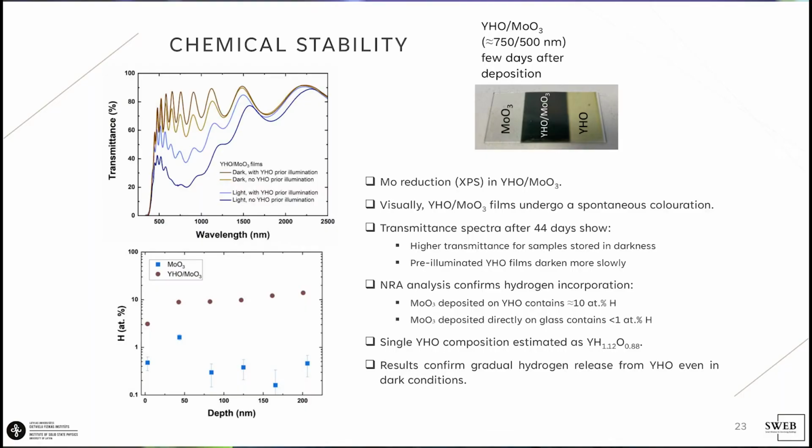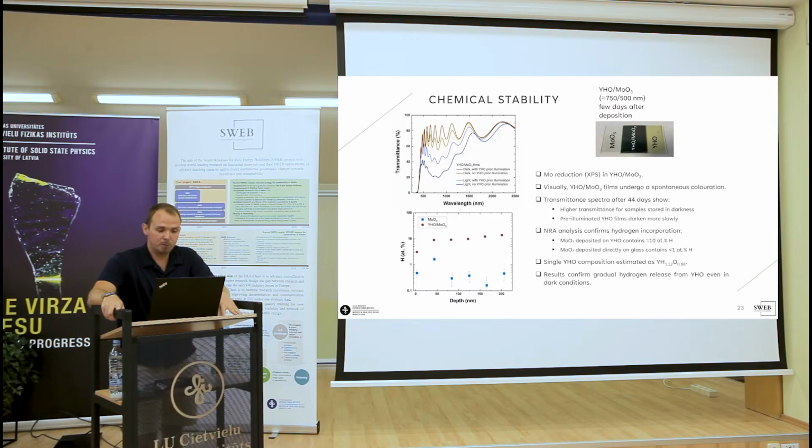And then we also did nuclear reaction analysis, a technique that can detect hydrogen, and we measured the hydrogen concentration for this bilayer structure which darkens over time, and we detect 10 atomic percent in it. If we compare to single molybdenum trioxide, it's under 1%. So at least one order of magnitude difference, clearly proving that hydrogen diffuses into the molybdenum trioxide.